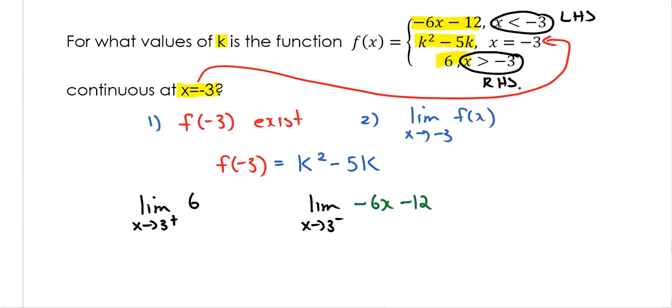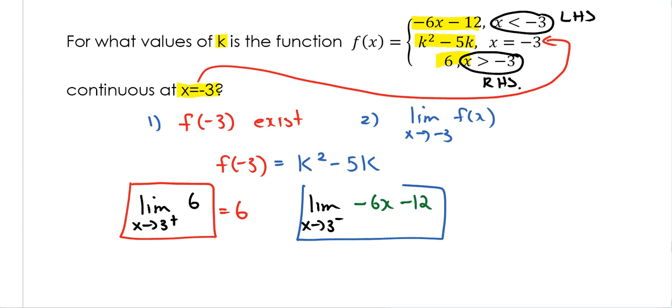Okay, so now if I evaluate these limits here, this limit right here, that's just a constant, so that's going to give me a final answer of 6. And for this limit statement right here, if I evaluate that using direct substitution, what that means is I take this 3 and I substitute that for every single x. If I do that, I get -6 times 3.